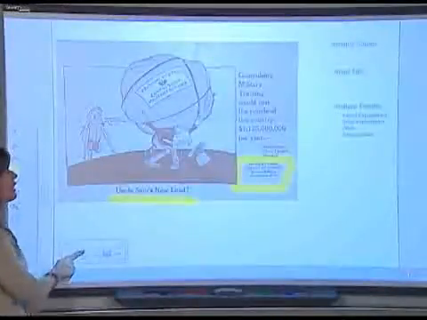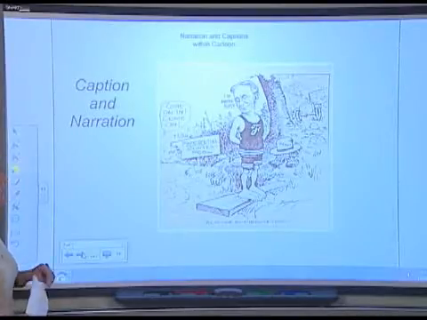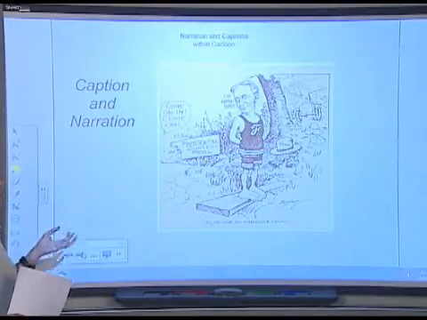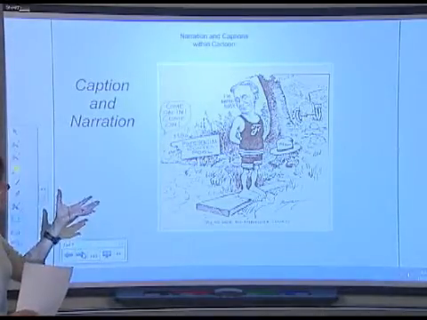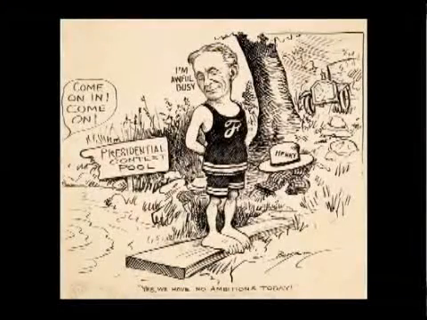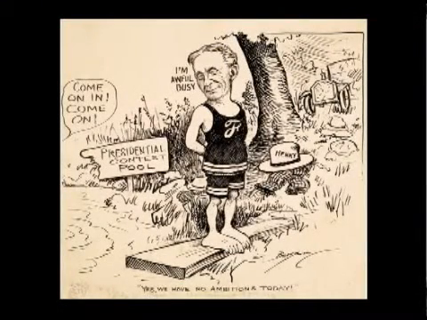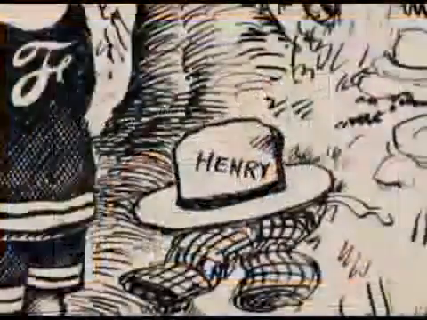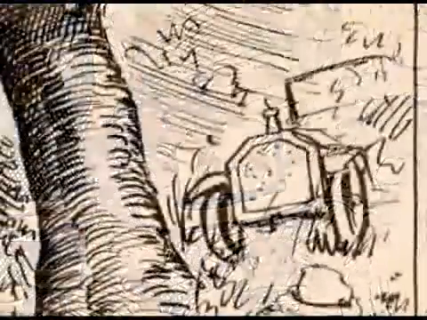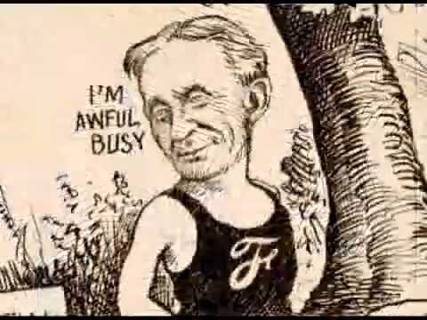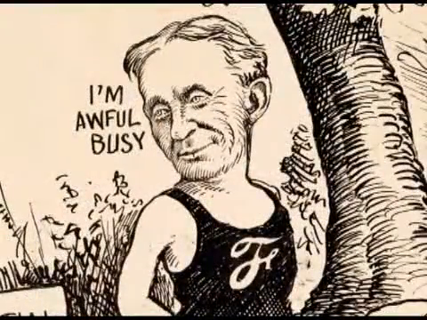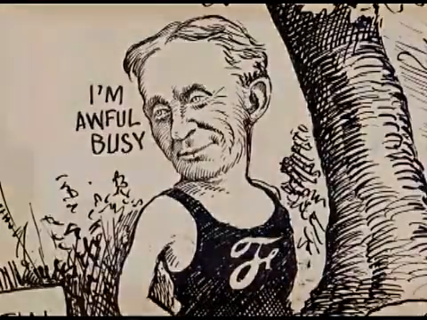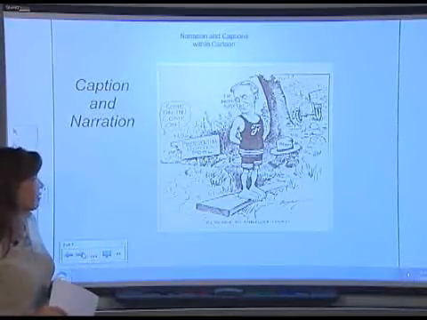Let's take a look at a second one for our next step. Here we see a political cartoon. It's great, a large amount of information in this. We have key points listed as narrations and captions. We start to identify clues. We see Henry, we see a Ford vehicle, we see the F on the swimsuit. We start to identify that this is Henry Ford.